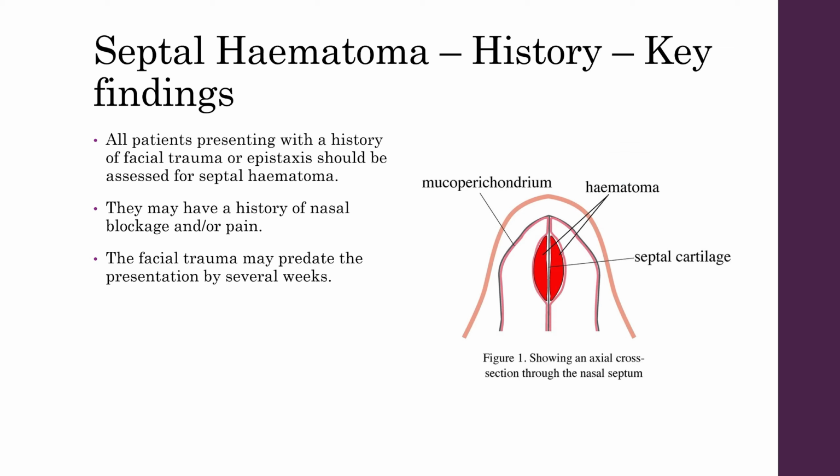Key findings with patients with septal haematoma are any sort of history of facial trauma or epistaxis. They may have a history of nasal blockage or pain. The facial trauma itself may predate the presentation with a septal haematoma by several weeks.